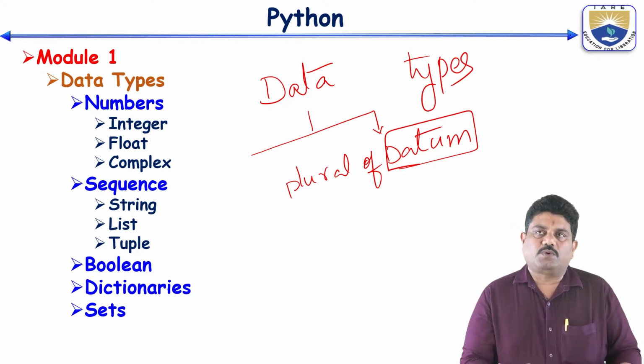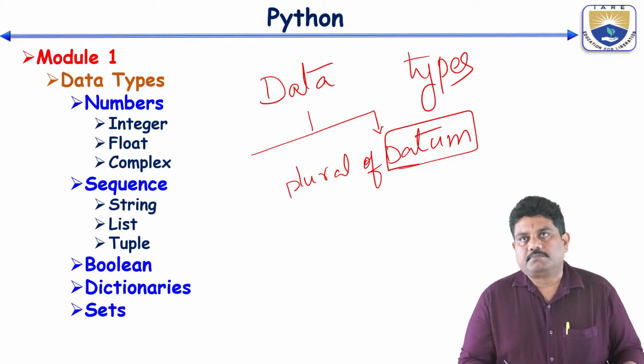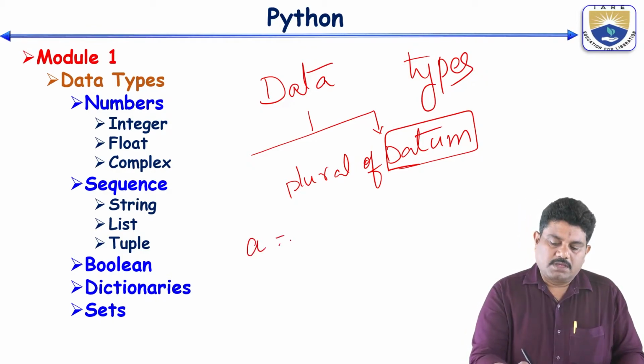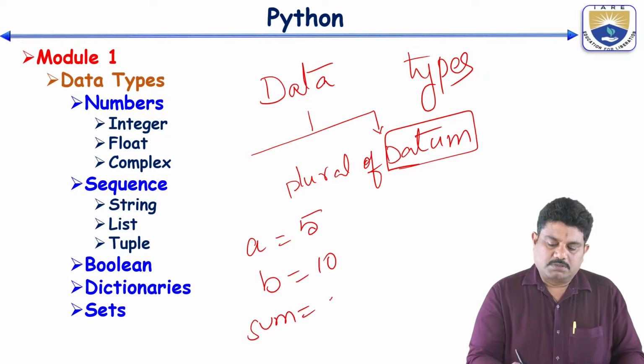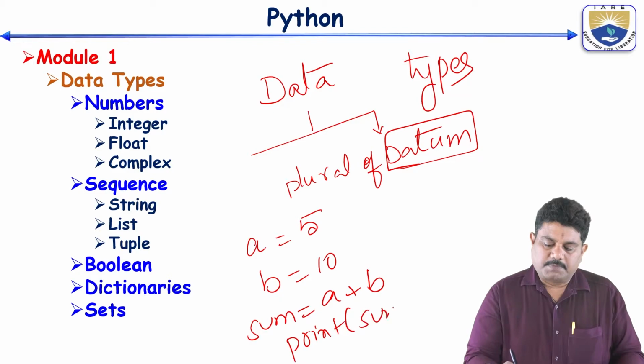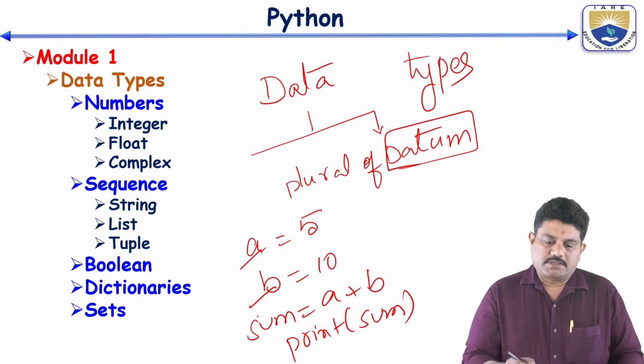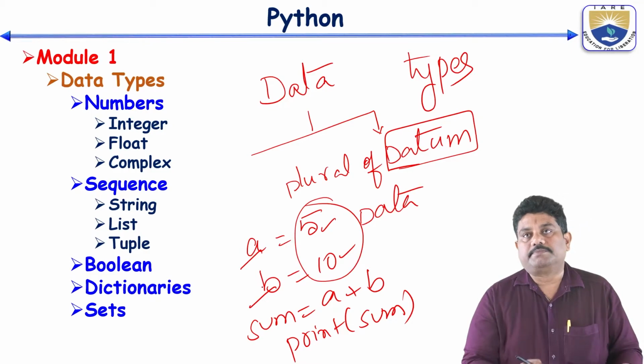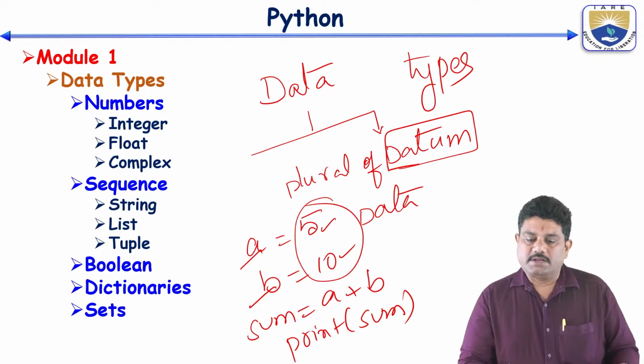But for understanding, whatever input we are giving to the program, that we can call data. For example, take an example program: a equal to 5, b equal to 10, and sum equal to a plus b, and then print sum. In this program, a is a variable, b is a variable, and the values given to a and b are 5 and 10. We can call this 5 and 10 data.